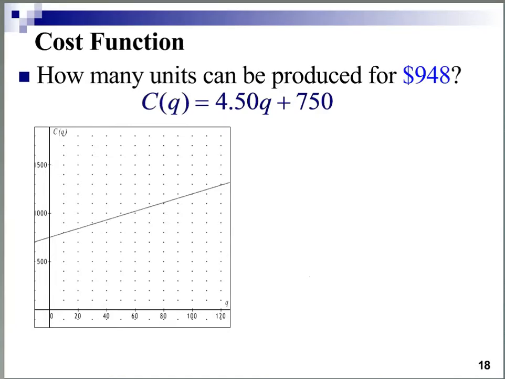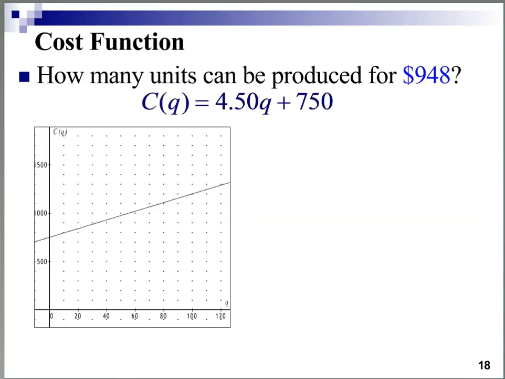In the previous slide, we were given a value of Q and asked to compute the total cost of production at that value of Q. In this example, we're given the opposite. We're given a total cost of production, namely $948, and we're asked to find the number of items that can be produced if we spend that amount of money. So we're still dealing with the same cost function.